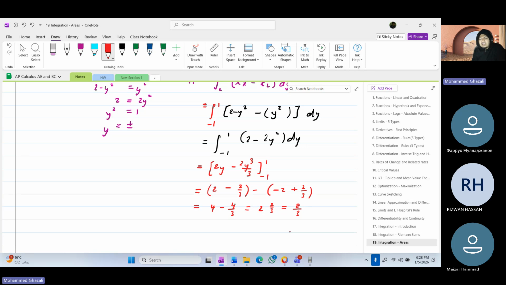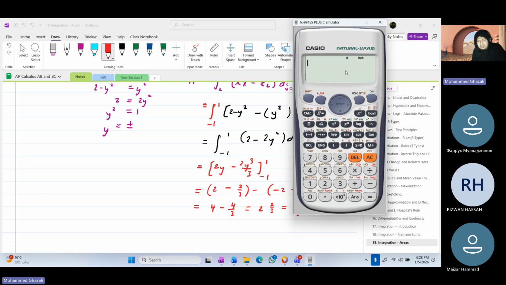Just use a calculator and you're done. You can even use the integral function on the calculator. Okay. But remember, change the y to dx, right? Let's see if we get 8/3.